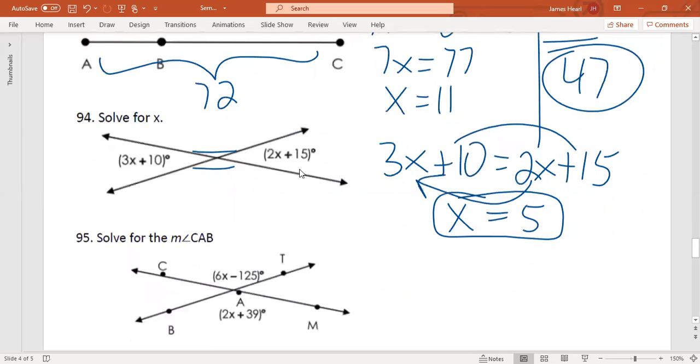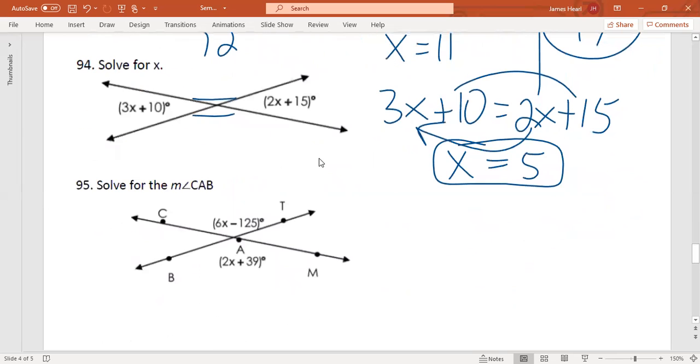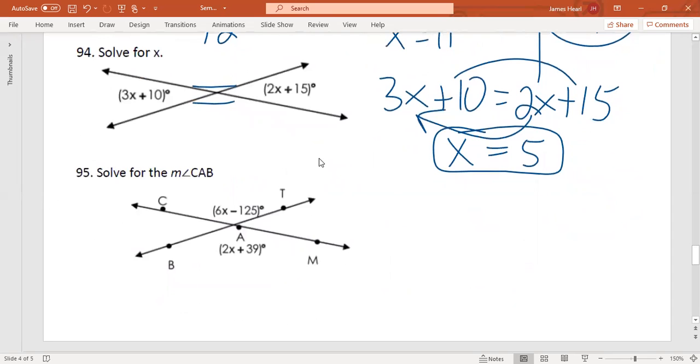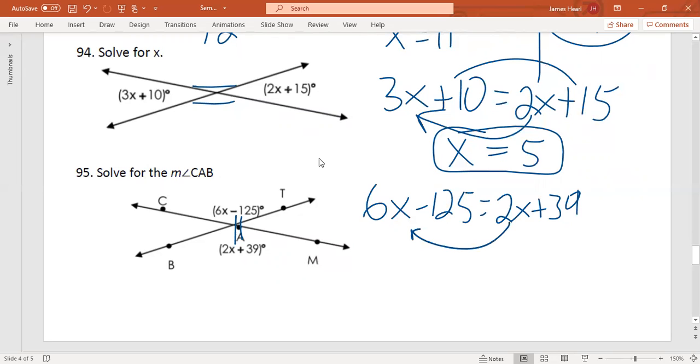95, another vertical angle problem, but a little more advanced this time. Same thing though, we know the vertical angles have to be equal to each other. So 6x minus 125 has to be equal to 2x plus 39, which then if we subtract the 2x off, we get 4x. If we add the 125 over, we're going to get 164.